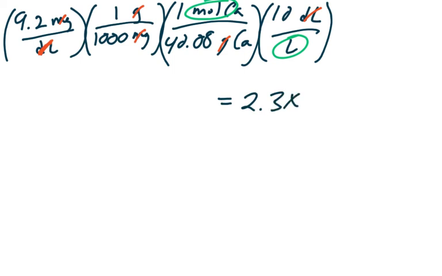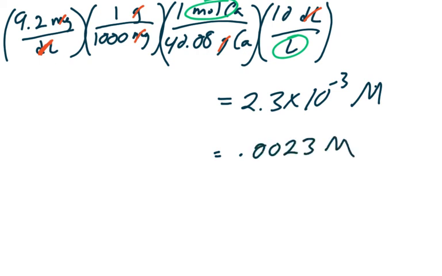And we get 2.3 times 10 to the minus 3 molarity, or 0.0023 molarity, right? And that was 9.2 milligrams per deciliter. So the point here is that you can do these kinds of conversions back and forth all the time. And now you have the skill to do this because we've been doing this all semester.